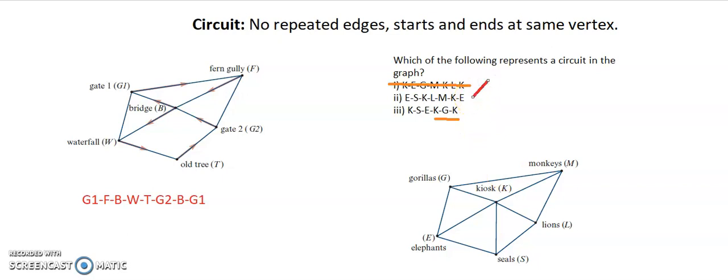But let's double check that, because in the end, it's always better to double check just in case. So we are starting off at E and going to S and then going to K. From K we are going to L, L to M, M to K, and K to E. So we start and finish at E, and we haven't gone over the same edge more than once.